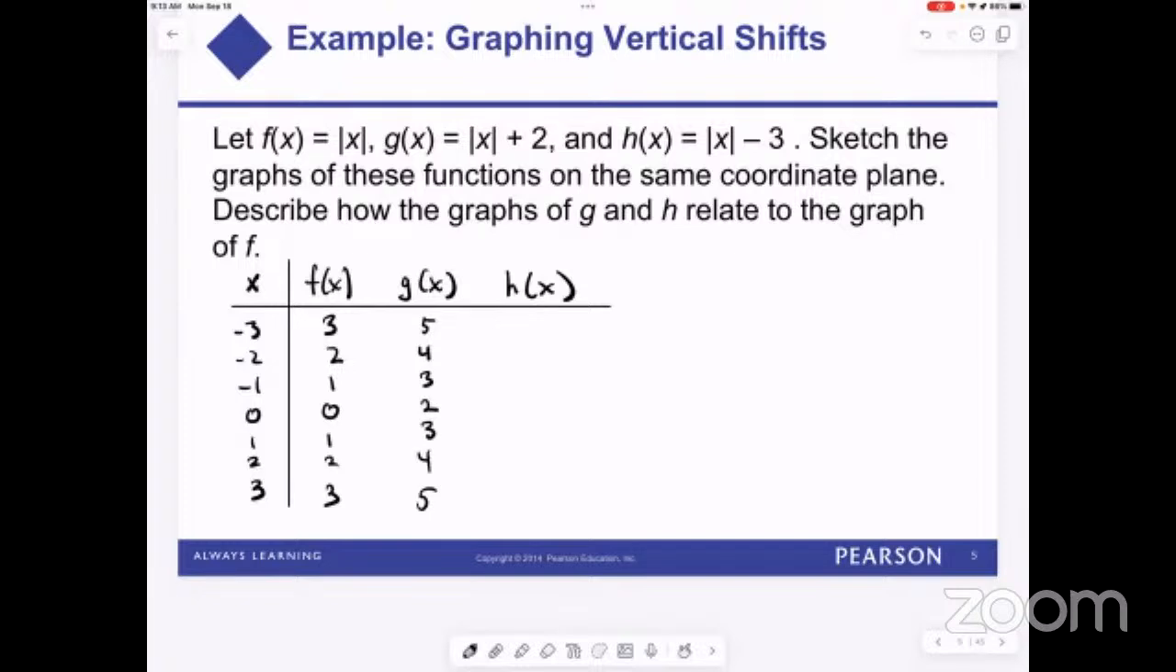Okay. And then H. Anybody got, when you see H, what color comes to mind?